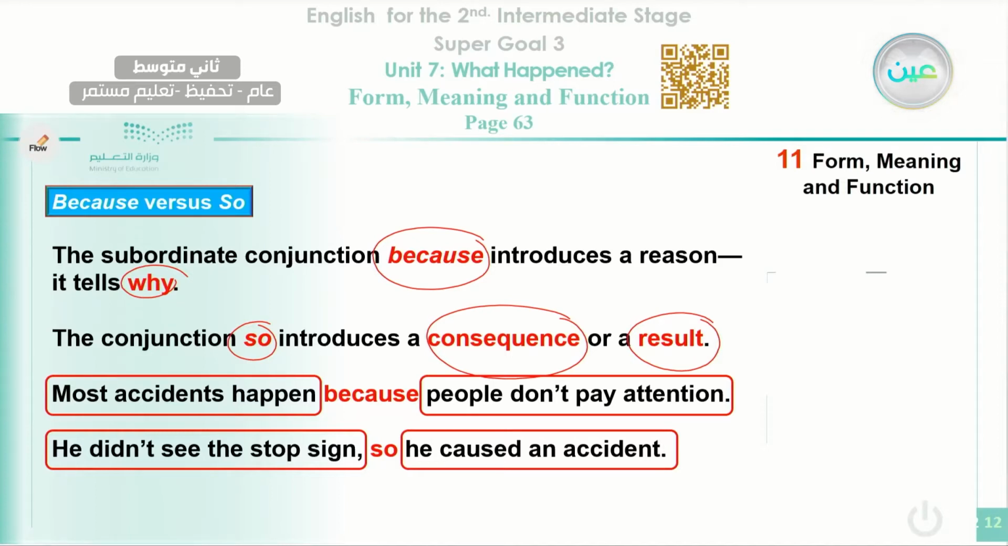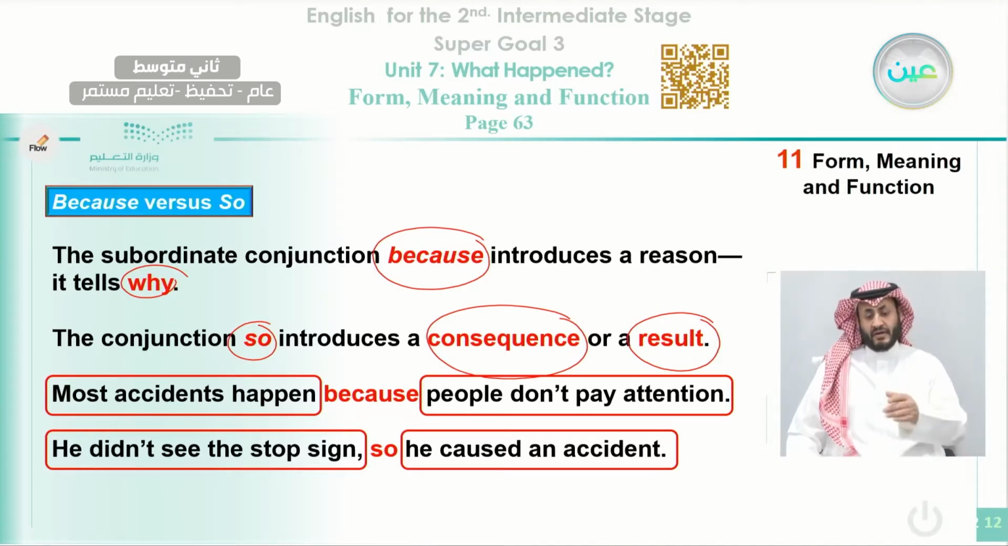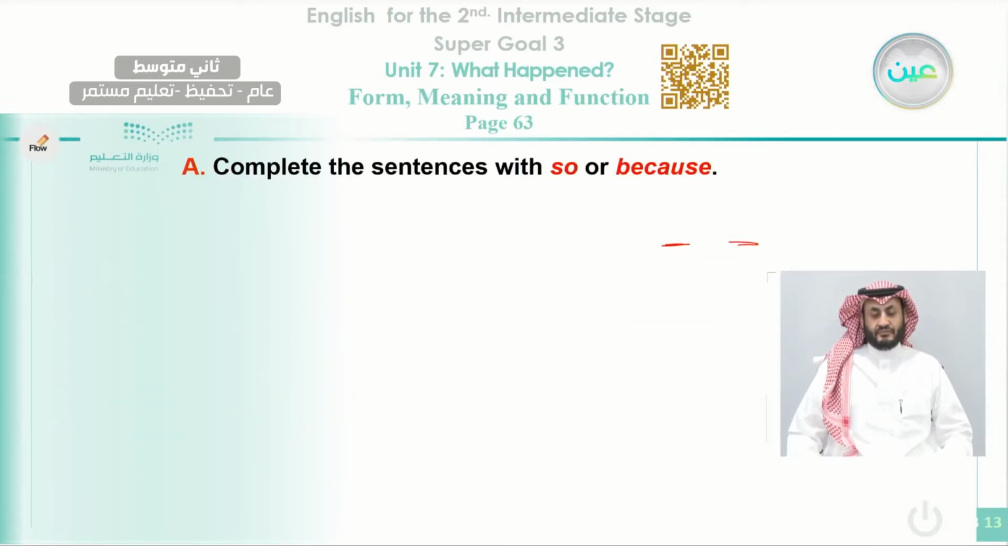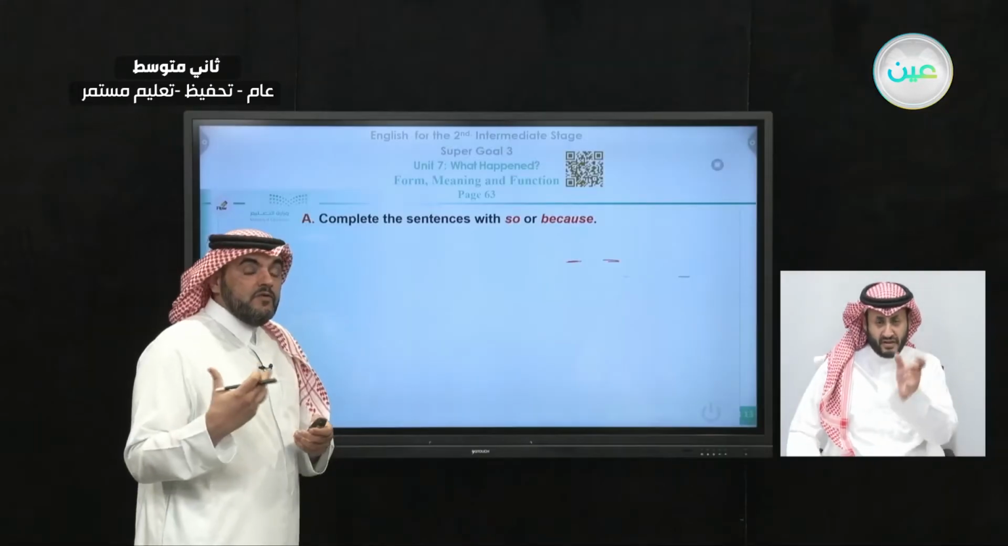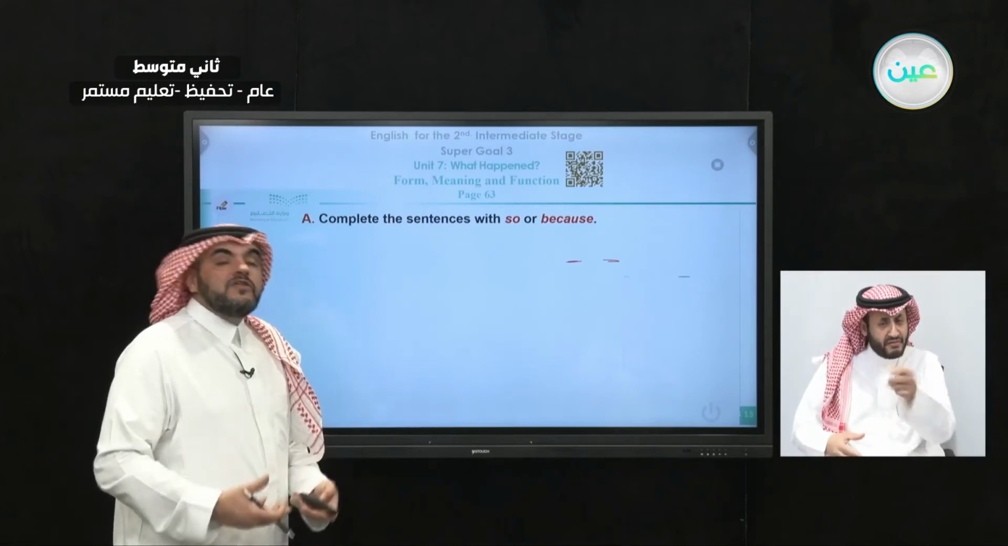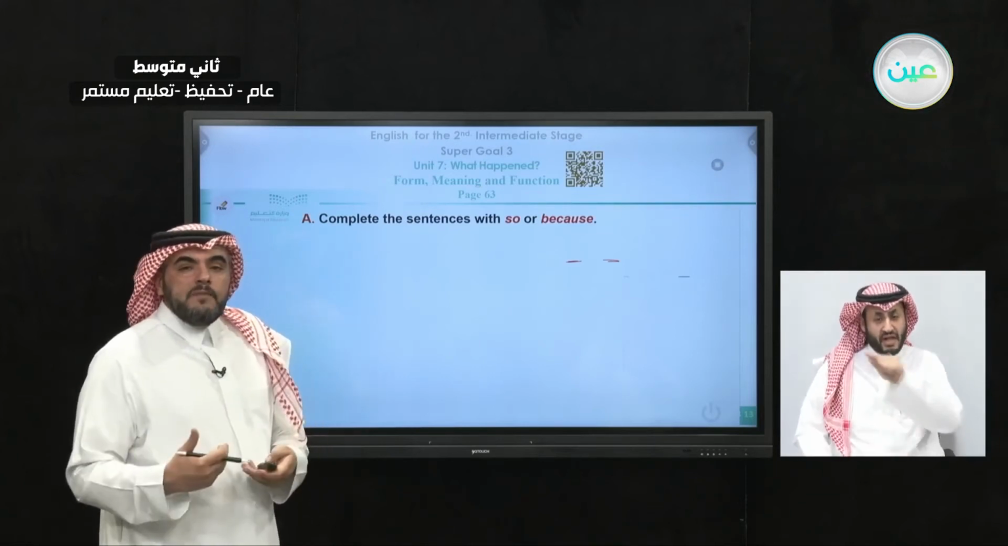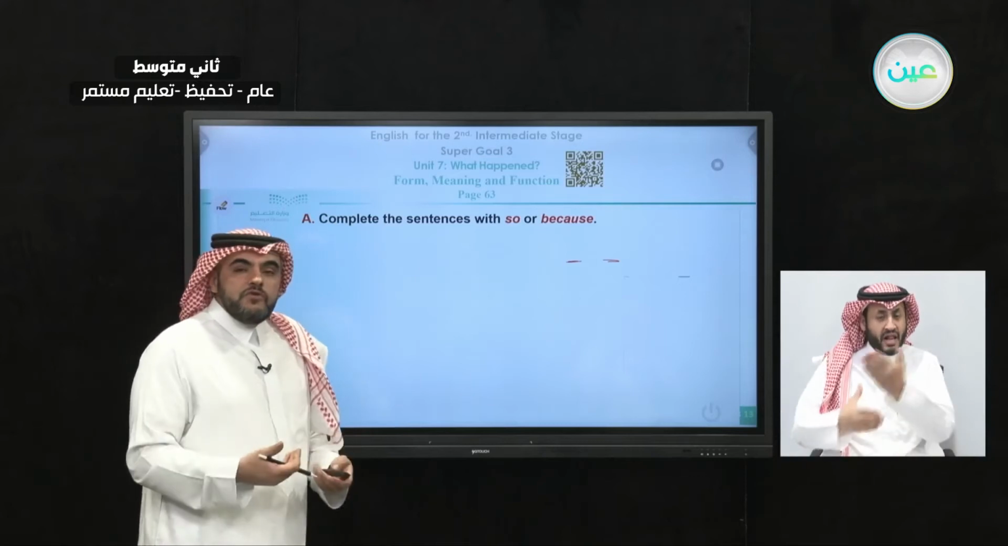Okay, now let's move to apply what we have learned about this part of grammar. Why answers: because and so. Exercise A here, you can find it on page 63. Let's answer it all together. Complete the sentences with so or because. As we said before, when you talk about a result, you use so. When you talk about a reason, you use because.